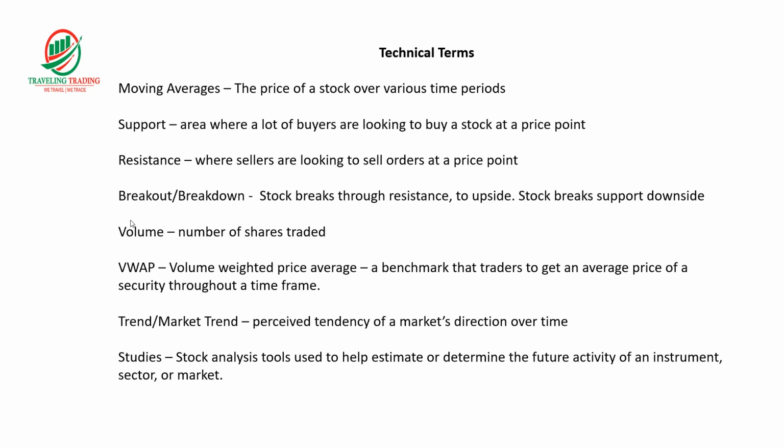Now there's volume, and that is the number of shares being traded. Pretty simple there. Then there's VWAP, which is the volume weighted average price. I'm sorry, I should have switched that around. This is like a benchmark that a lot of traders use. It gives you the average price of the stock or security over time. It's a pretty good indicator that a lot of traders use because price action tends to go towards that VWAP level. You'll hear more talk about that.